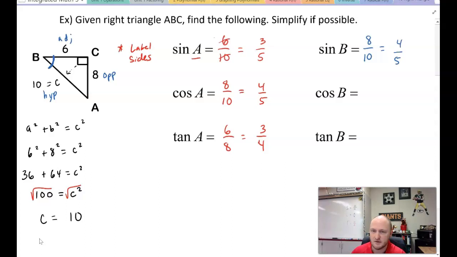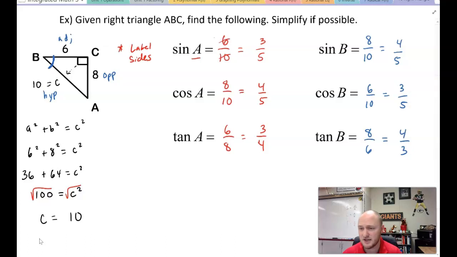Cosine, adjacent over hypotenuse. A over H. That's 6/10, which gives us 3/5. And tangent is opposite over adjacent. So 8 over 6, and that equals 4/3. Okay? All right. That's it.